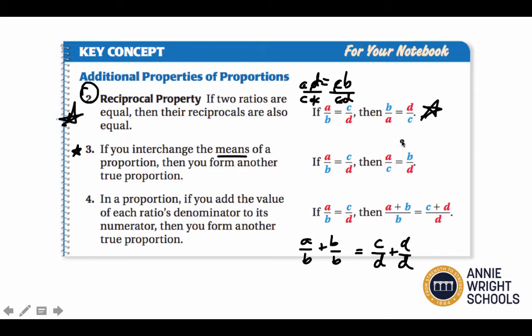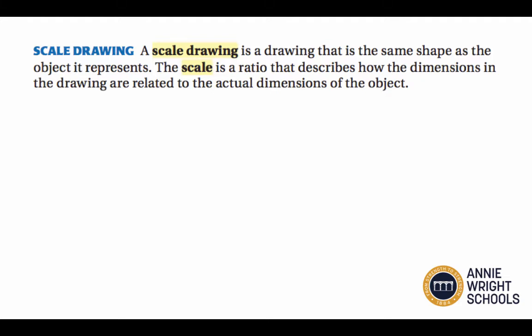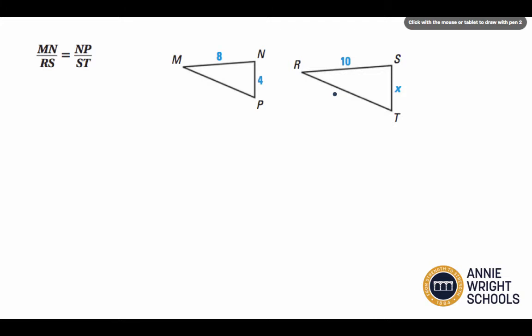So anyway, some other things about proportions to look at. You've seen this before, especially in architecture. So this idea of a scale drawing, that's what all those blueprints for the tiny house are. And the scale is that ratio that describes the two dimensions. It's just something worth pointing out.